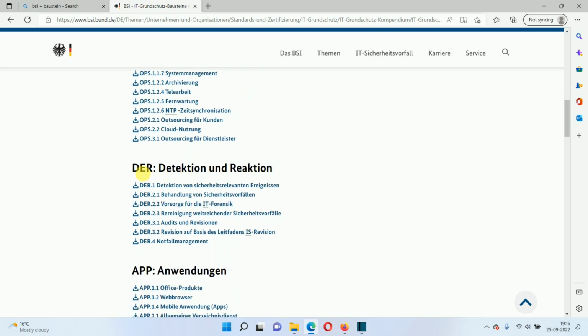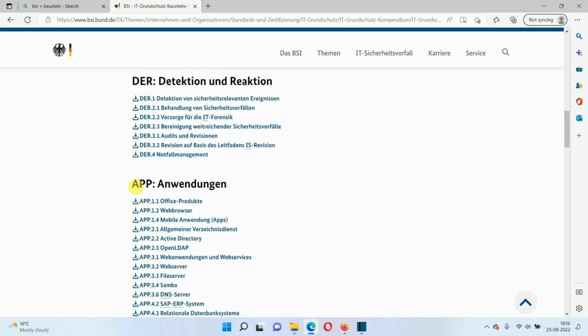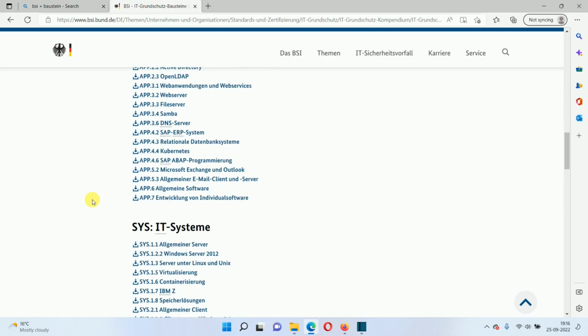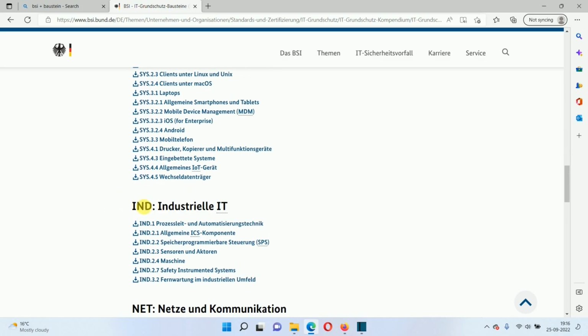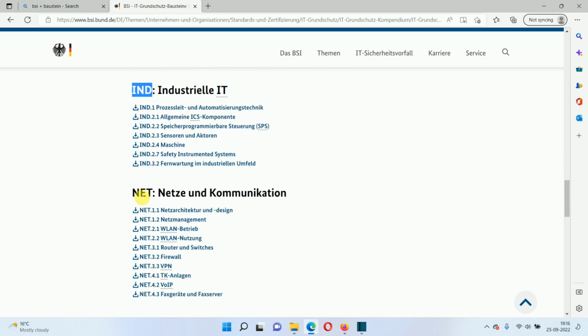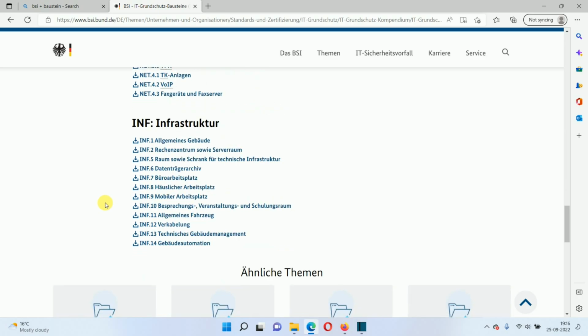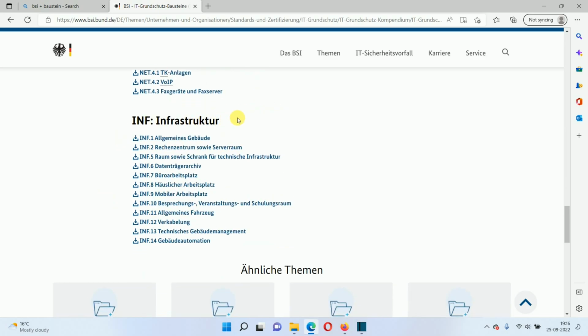DER means detection and reaction, APP means Anwendungen, applications, SYS means IT systems. IND is not India, it is industrial IT. NET is networks and communication, and INF is infrastructure. So these are the building blocks.